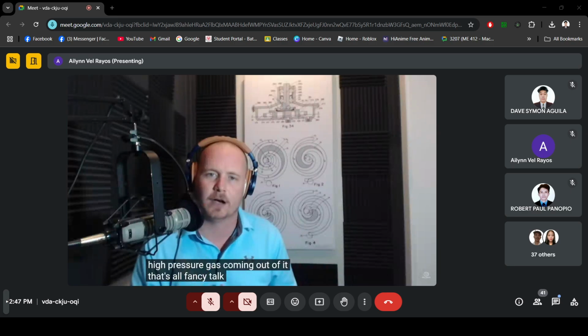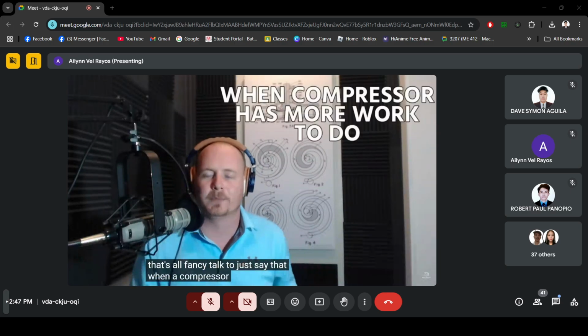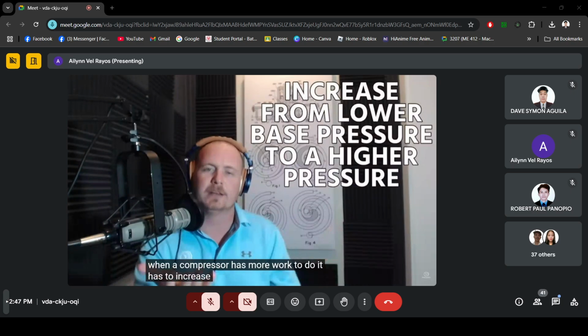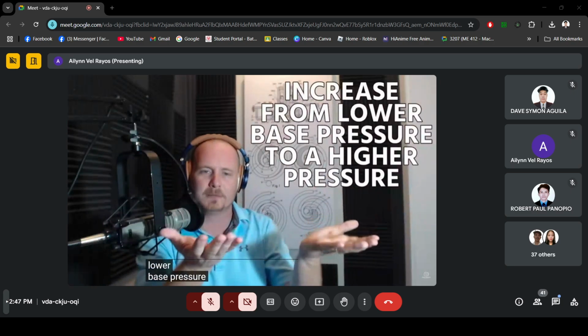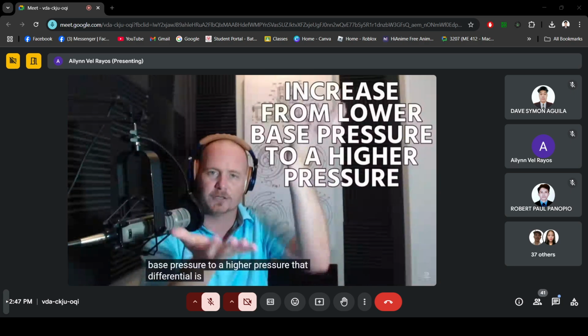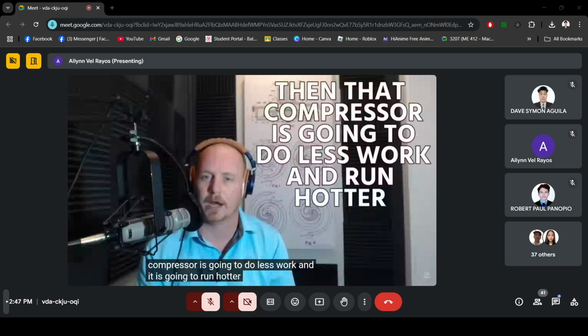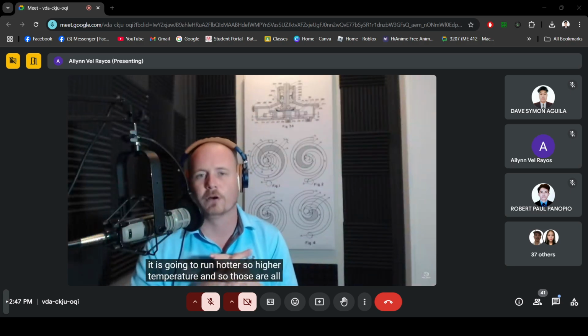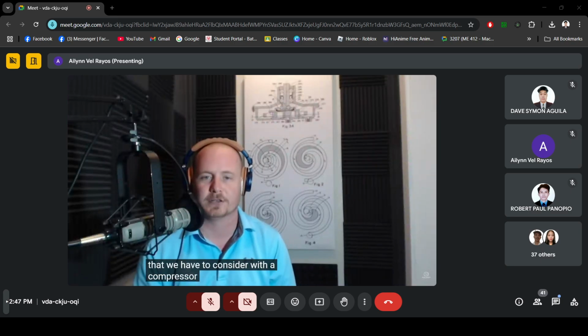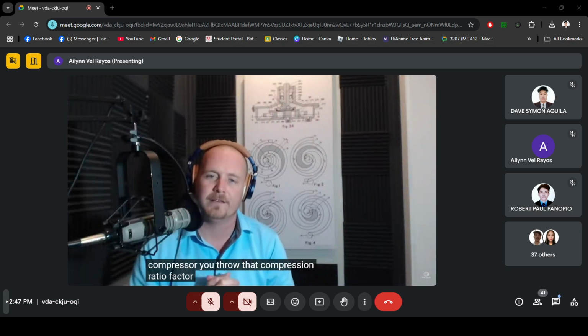That's all fancy talk to just say that when a compressor has more work to do, it has to increase that pressure from a lower base pressure to a higher pressure. If that differential is greater, then that compressor is going to do less work and it is going to run hotter, so higher temperature. And so those are all factors that we have to consider with a compressor. You throw that compression ratio factor in there as well.